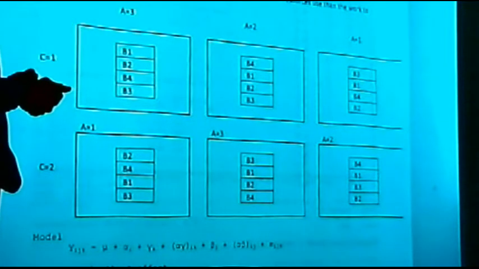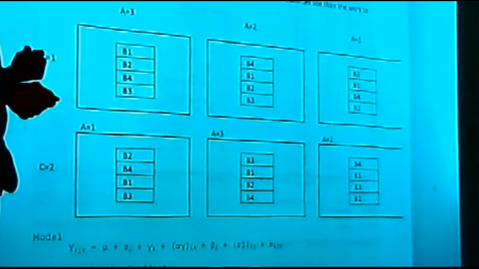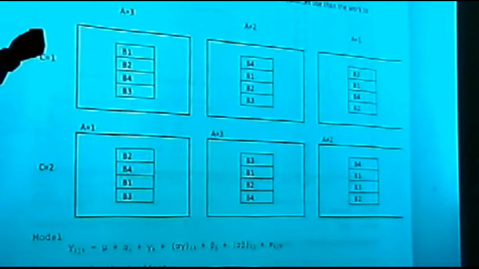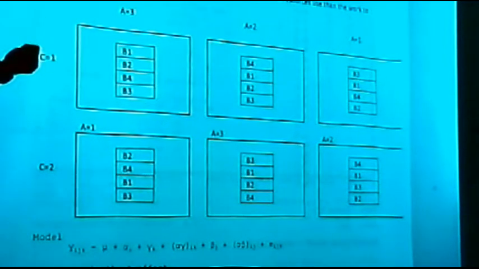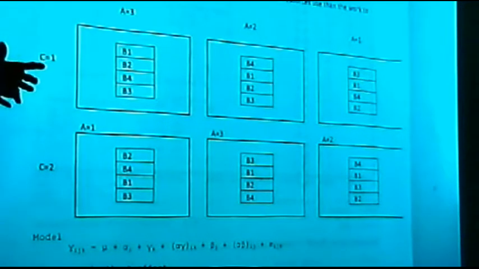Now basically, the point of this kind of experiment would be to study the 2 factors. What's the response as affected by factor A? What's the response as affected by factor B? What about interaction between factor A and B? Those are the questions that we want to answer with this experiment.